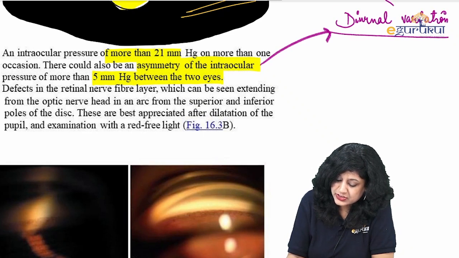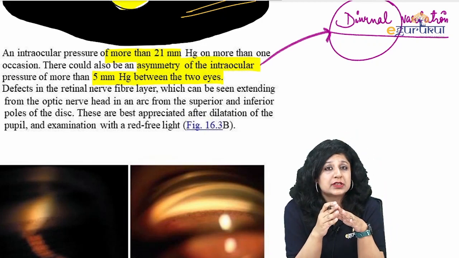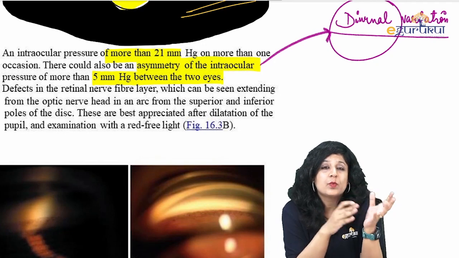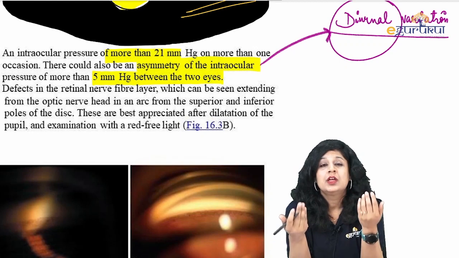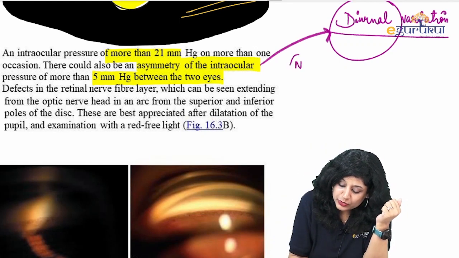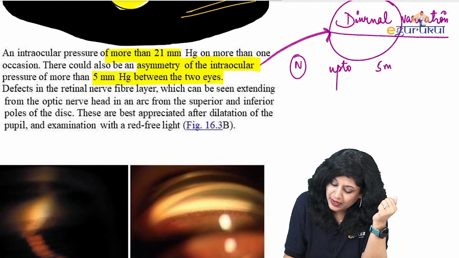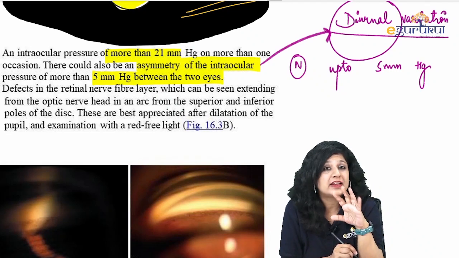As the name suggests, this is diurnal. Normally, if you take the IOP of a person at two times of a single day, one in the morning, one in the evening, then we will have a difference. This is called a diurnal variation. The normal diurnal variation is only up to 5 mm of mercury. If I am within this, then it's normal.